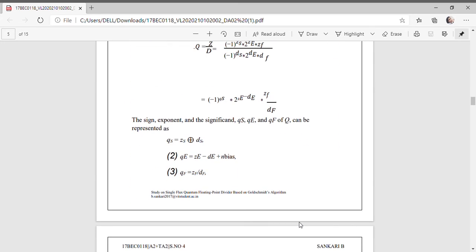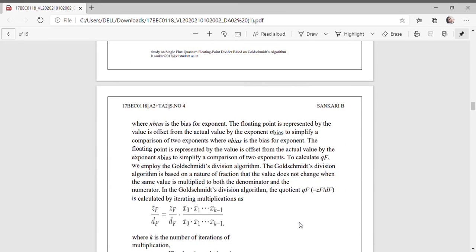And there are just three steps in this algorithm. First step is D naught is assigned as DF, X naught is assigned as DF, and Z naught is assigned as ZF, and X naught is assigned as 1 by D. So starting the for loop for i equal to 0 to K, we are going to get Zi as Zi minus 1 into Xi, Di as Di minus 1 into Xi minus 1, and Xi as 2 minus Di, and we end this after the loop runs for K times, and we return Zi. So this is how the algorithm works.